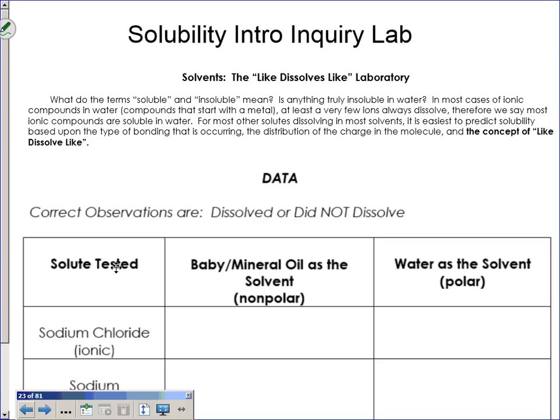Wait, what are we doing? Yeah, no, we're not going to. We're not doing the baby oil, they're sharing their water. Thanks for doing water.